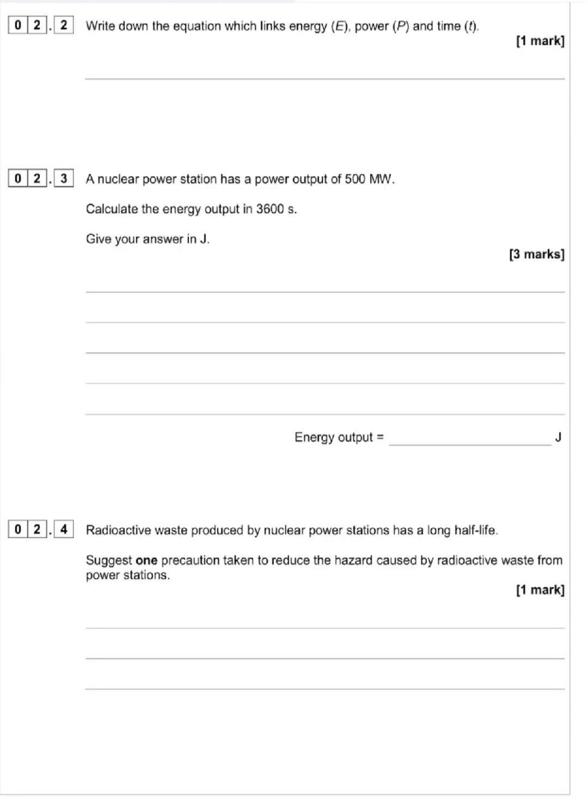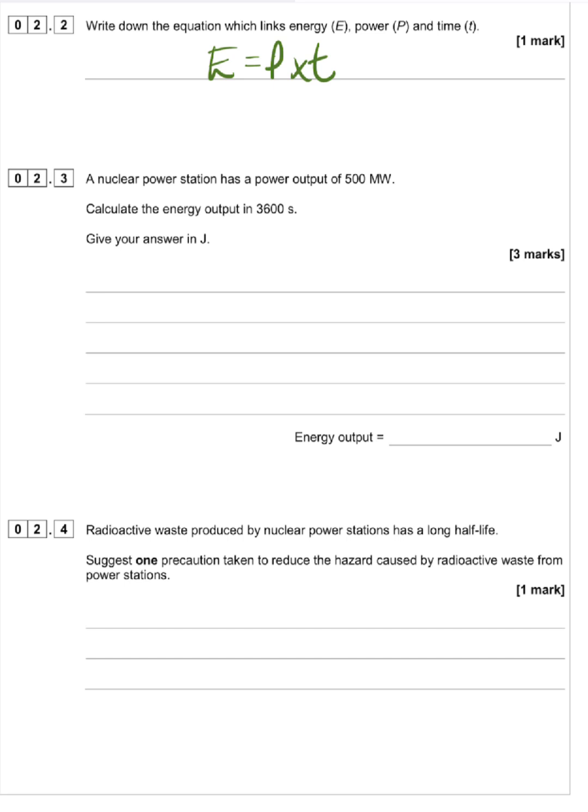Okay, now we're asked to find the equation linking energy, power, and time. So we can go to our formula sheet from this, and we know that energy is equal to power times time. We're then told the output of a nuclear power station of 500 megawatts and given a time of 3,600 seconds, and we're asked to calculate the energy output that would happen in that time.